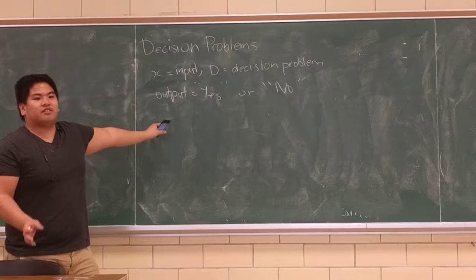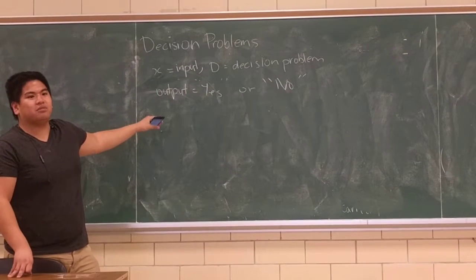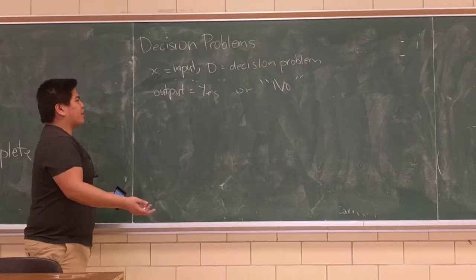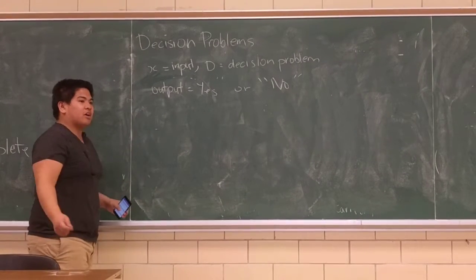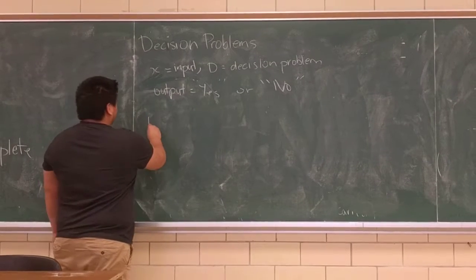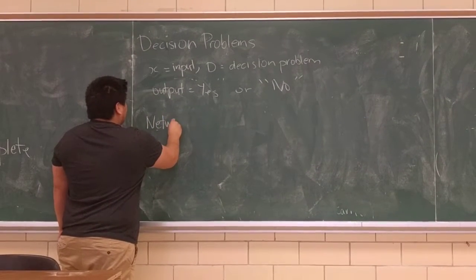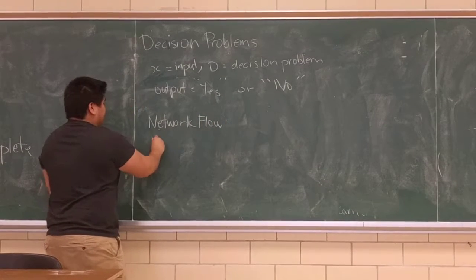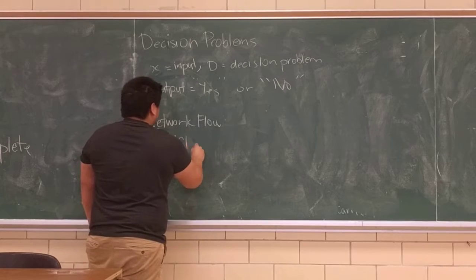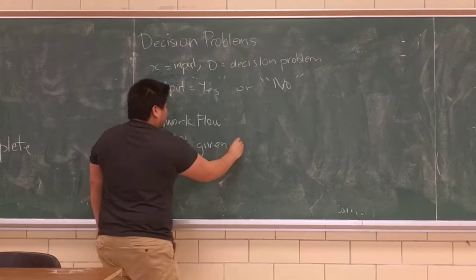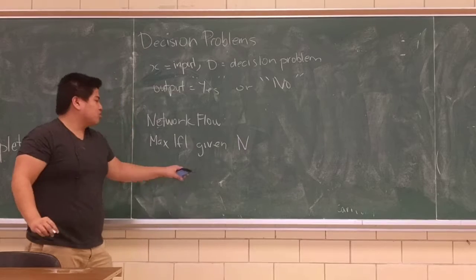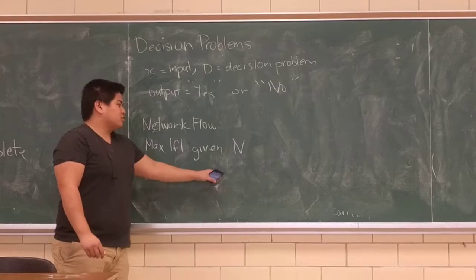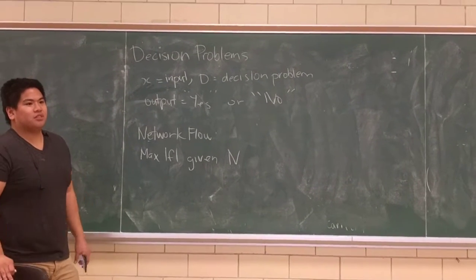So, do you guys know how to convert an optimization problem to a decision problem? I don't need to go over that. No? Yeah, you do. Okay, real quick. For example, how do I turn network flow into a decision problem? The optimization problem is we want the max flow given the network N, right? So how can we turn that into a decision problem?